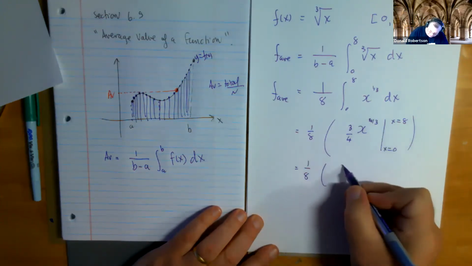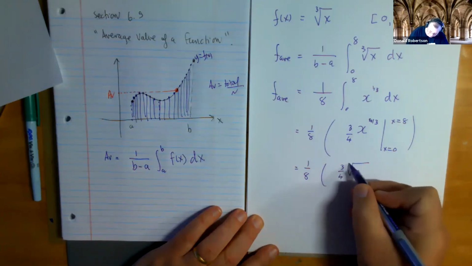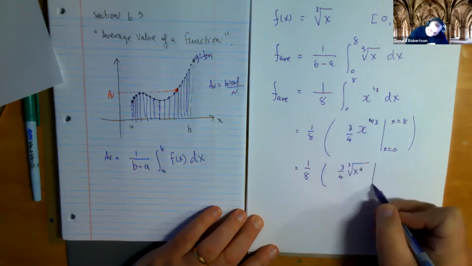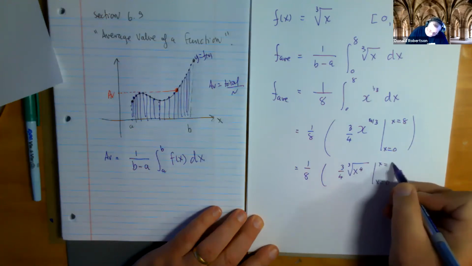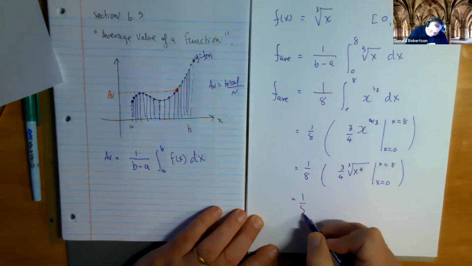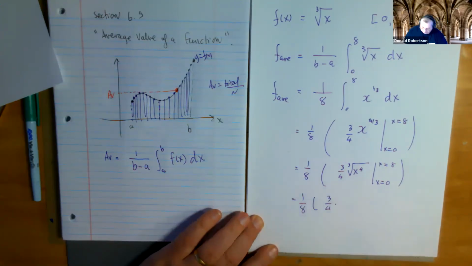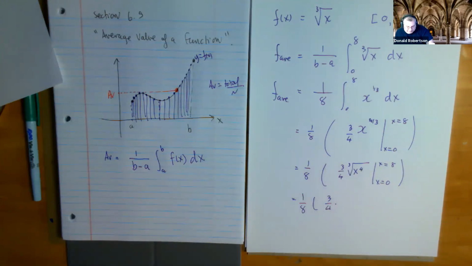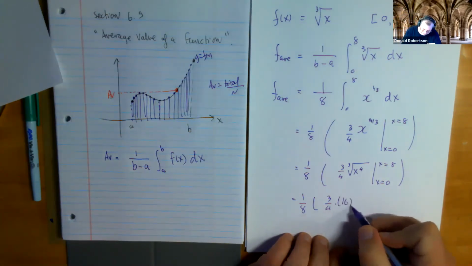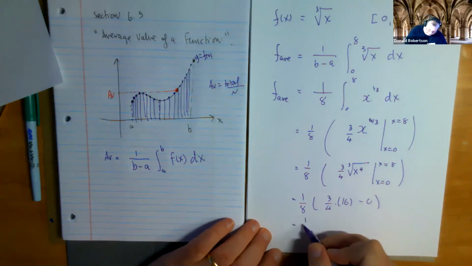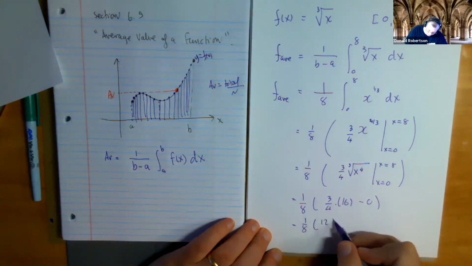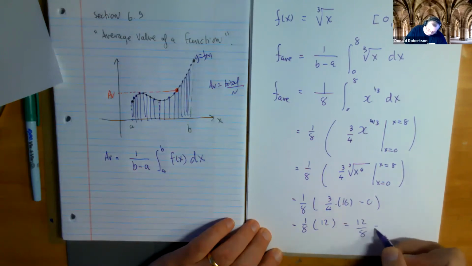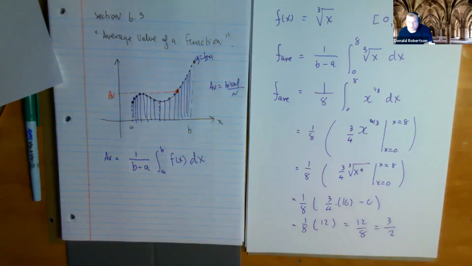I would convert that. So what am I going to get? I'm going to get 3/4 the cube root of x to the 4. Well, the cube root of x to the 4 is the same thing as the 4th power of x cubed. So it's 2 to the power of 4, which makes it 16. Take away nothing. That's 1/8 times 12. That's 12/8. That's 3/2. So the average value would be 3/2.